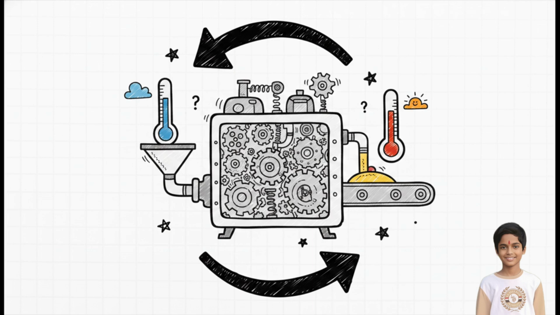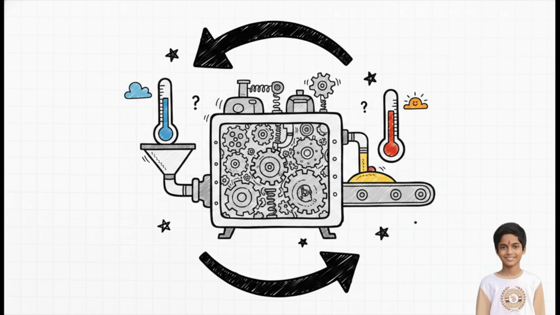To find Fahrenheit from Celsius, the formula is F equals C times 9/5 plus 32. To go the other way and find Celsius from Fahrenheit, the formula is C equals 5 times the result of F minus 32, all divided by 9.